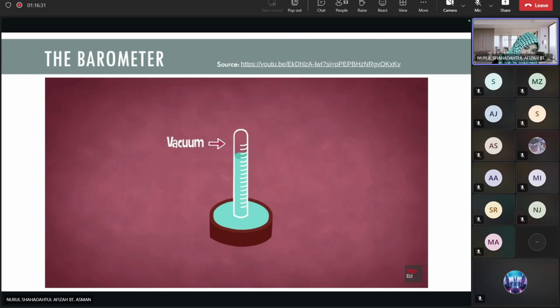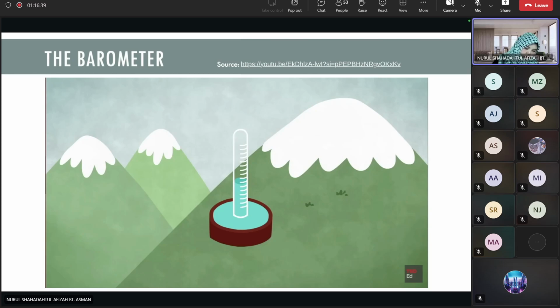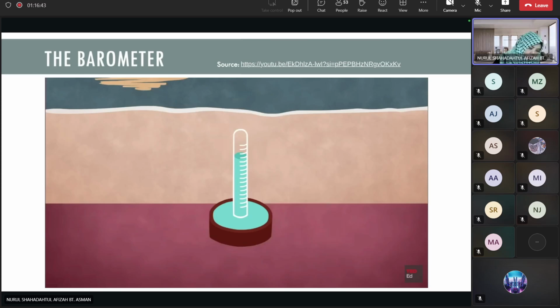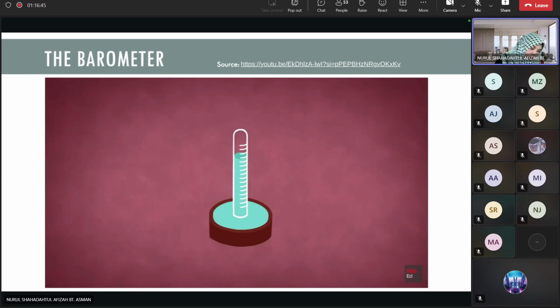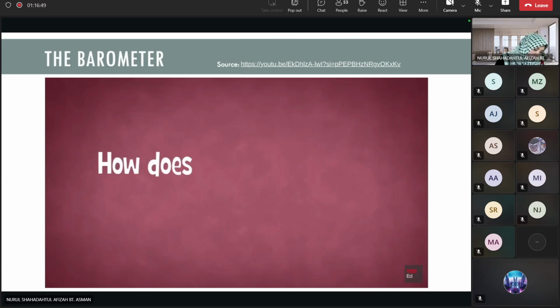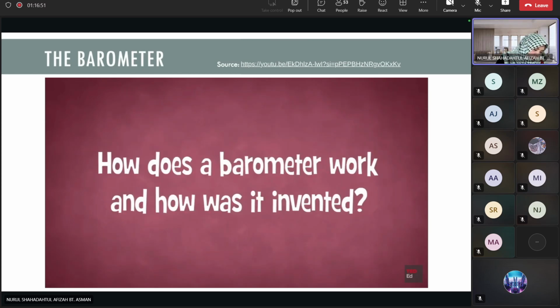A vacuum is a key component of the barometer, an instrument for measuring air pressure. And because air pressure correlates to temperature, and rapid shifts in it can contribute to hurricanes, tornadoes, and other extreme weather events, a barometer is one of the most essential tools for weather forecasters and scientists alike. How does a barometer work, and how was it invented?